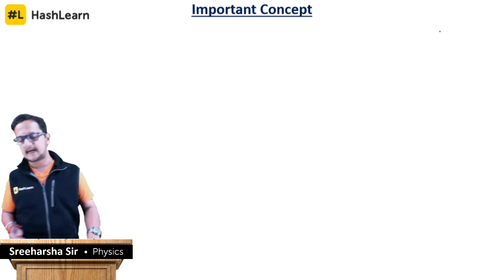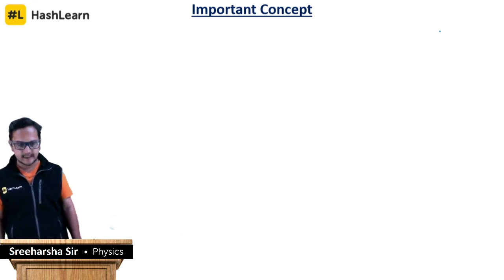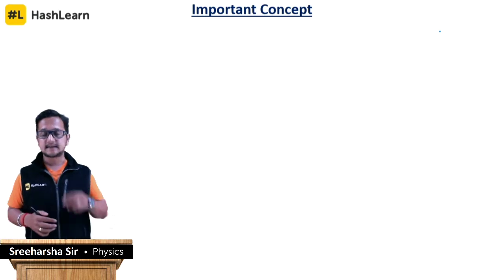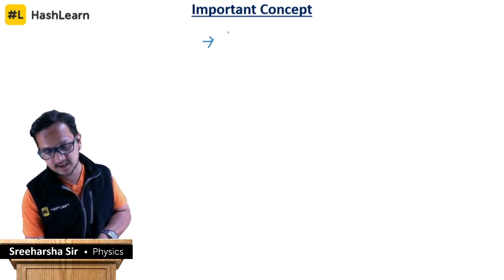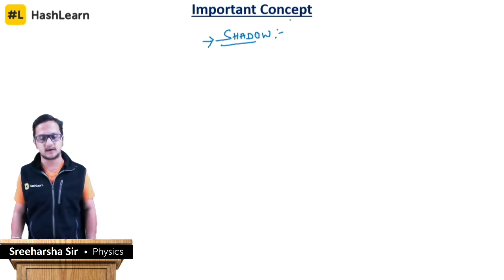Now let us start with the important concepts first. We will have the synopsis and then we'll go into that. Before we start with diffraction, there are certain terminologies which you have to remember, or which we already know, and one such term is called shadow. What is a shadow and what do we see in the shadow?